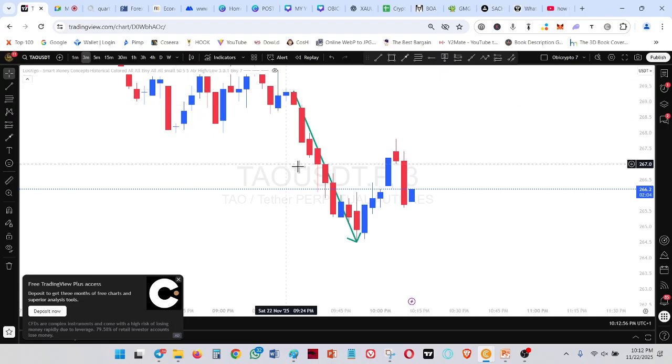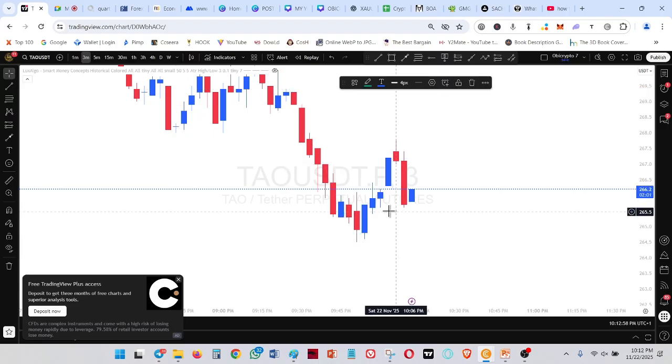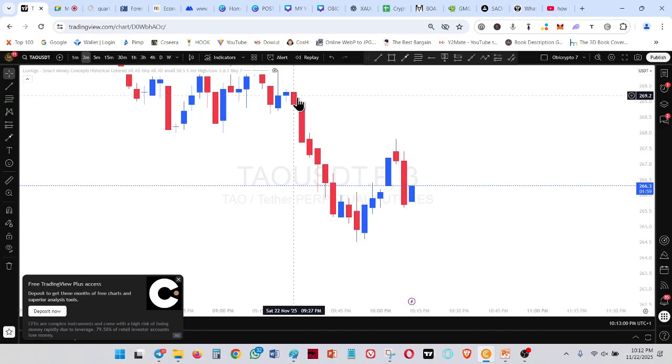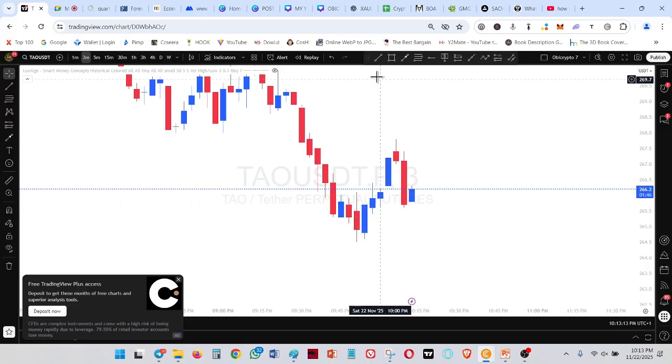So now, at the end of this rally, at this drop from the top to this bottom, the last two candles at the extreme bottom gave us an engulfing candle. We have a small red and a bigger blue. Now, when you see this pattern, gentlemen, this is a reversal pattern.